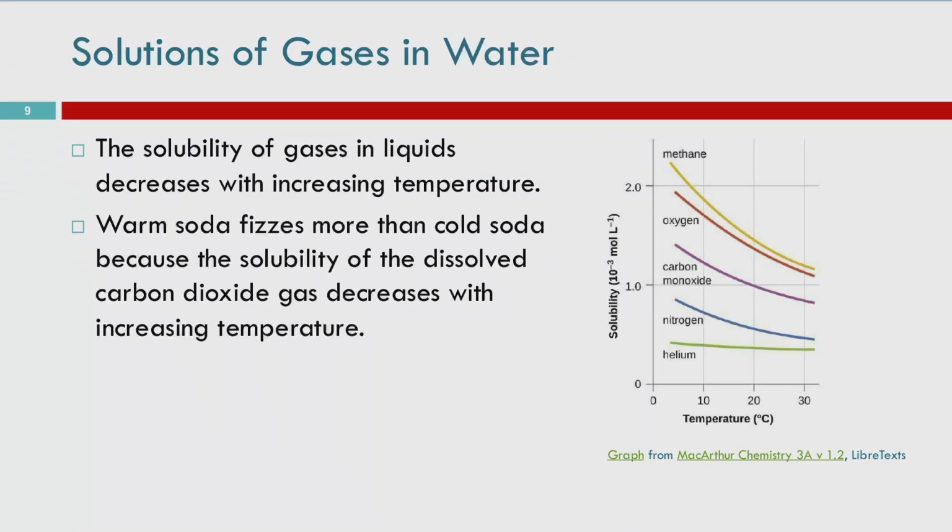So we've got a similar graph here. On our x-axis, we've got temperature in degrees Celsius, so left to right we're increasing temperature, and on the y-axis we've got solubility. So higher up means more soluble. At low temperature, close to freezing, you can see helium, nitrogen, carbon monoxide, oxygen, methane, right, we have higher solubility than when we are at high temperature. So as we heat up our liquid, our solubility drops.